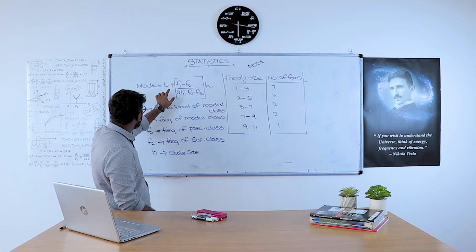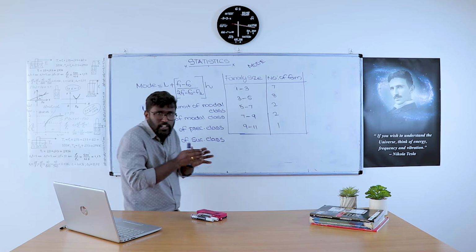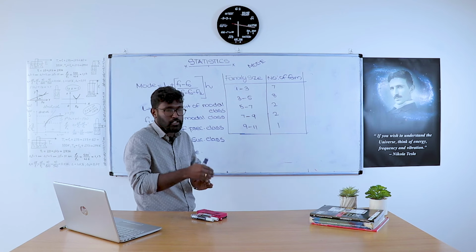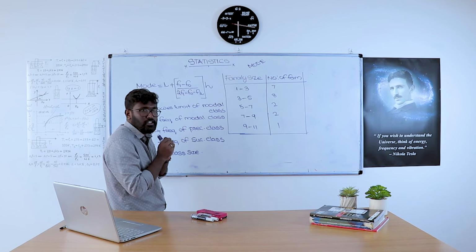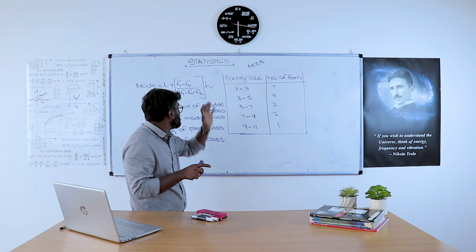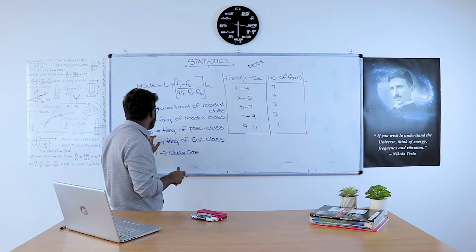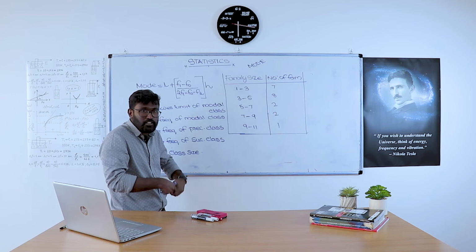Okay. What is L? L, as in the median class problem, is the lower limit of the model class. And what is f1? f1 is the frequency of the model class. Then what is f0? f0 is the frequency of the preceding class.